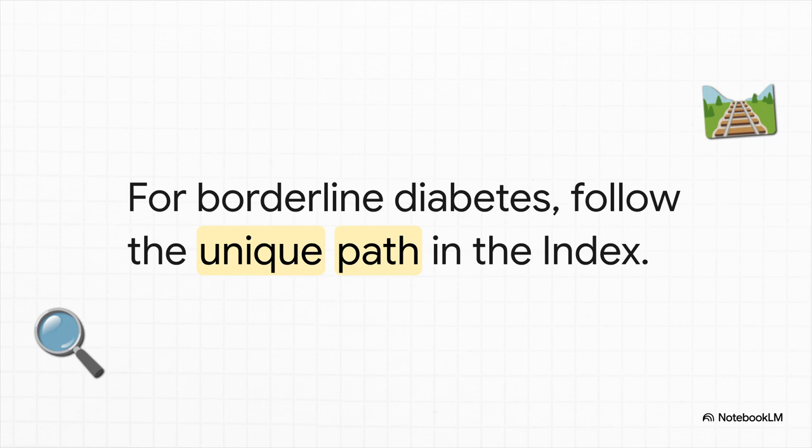Another really great example is borderline personality disorder, which actually has its own specific F code. The bottom line is, if the index gives you a specific tool for the borderline variant, you are legally required to use it. No exceptions.